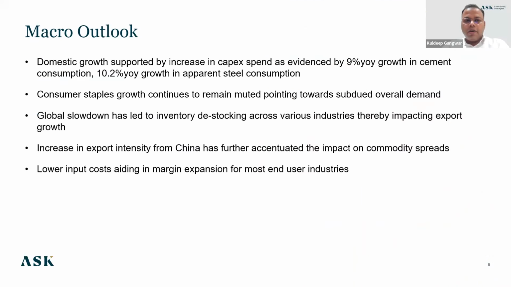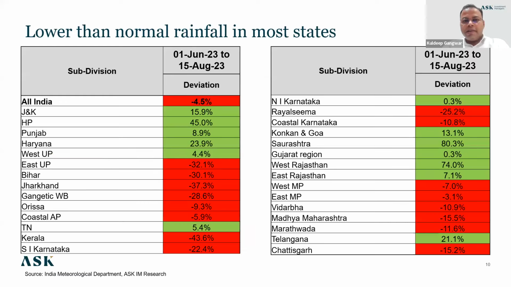If we think about the domestic macro, things are relatively looking better in the sense that capex has been a key driver, which is quite visible in the 9% growth for cement and 10% growth for steel. Margin expansion for most companies is happening because input costs have come down. But as we discussed, there had been challenges globally, which led to destocking in the supply chain and impacted some export-led sectors. This is the domestic situation as we speak.